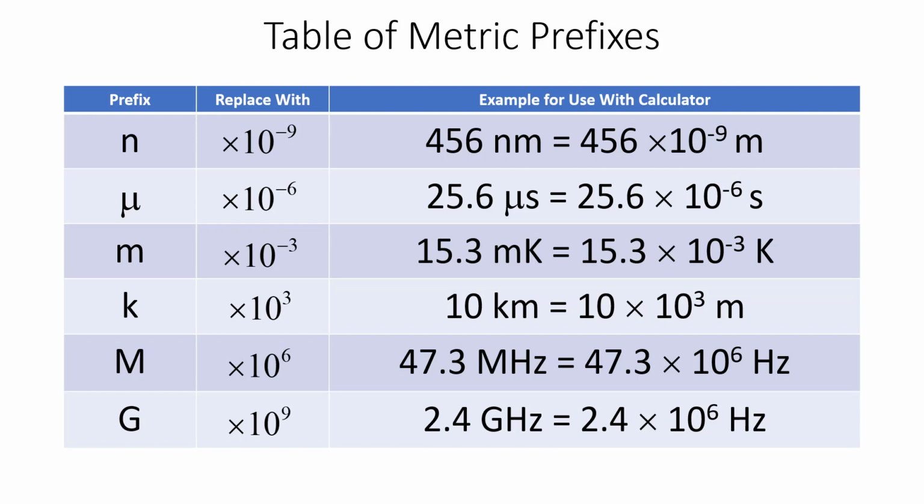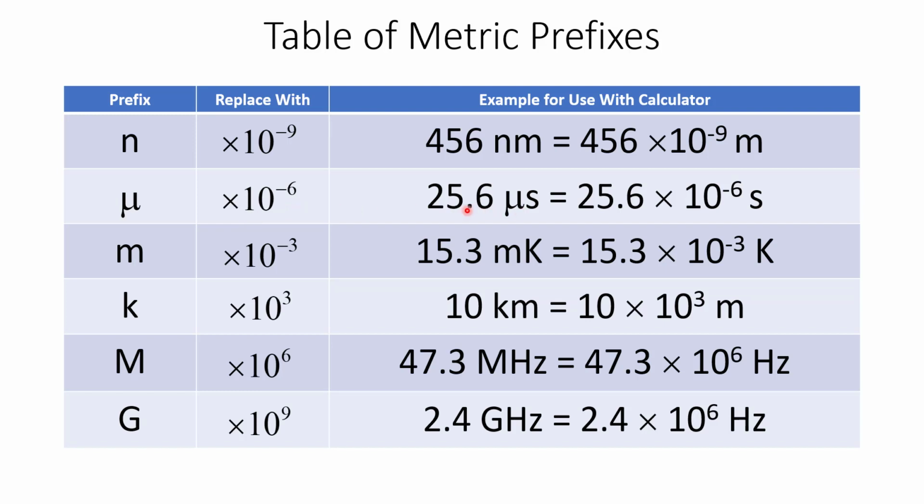Here's a table that shows the metric prefixes we'll probably be using today, and probably some other ones as well. The top row has how nano is defined, times 10 to the minus 9th. And there's an example of using it with a calculator, or writing it so you could use that in a calculator. The next one here, this prefix is a Greek letter. It's the Greek letter mu, and it's used to stand for micro. When you see that, you'd say micro, which means times 10 to the minus 6th. That means it's actually a millionth of something.